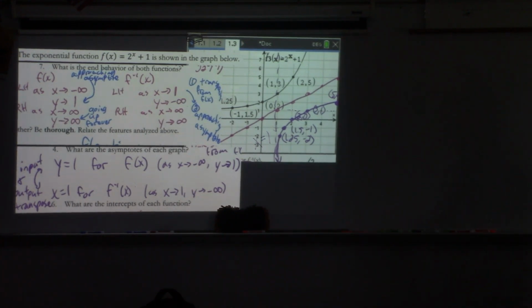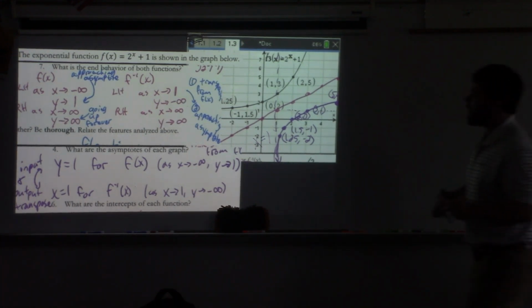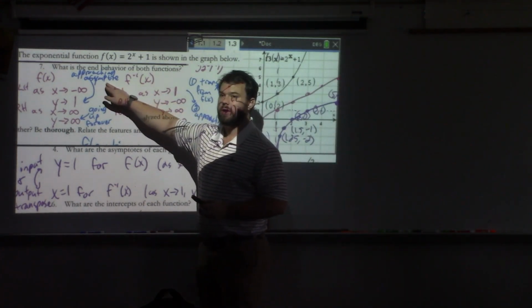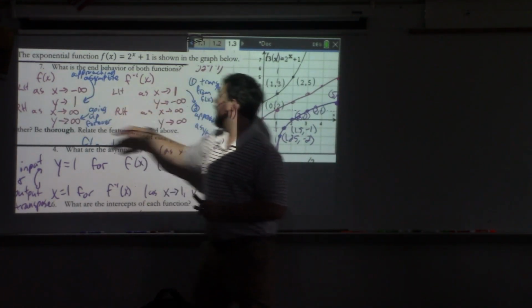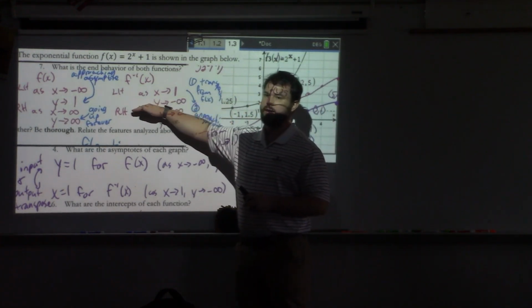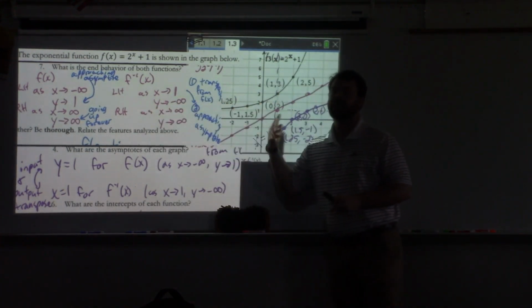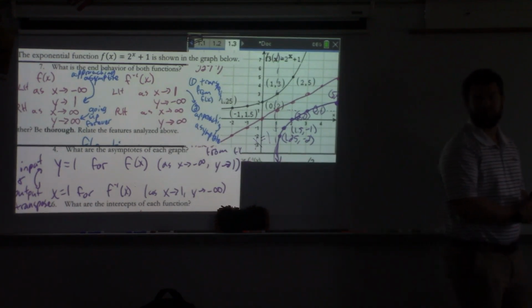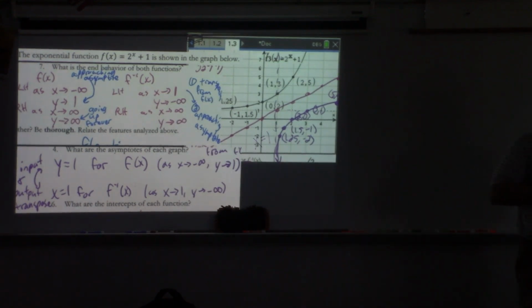Yes, Tevin. What is the blue approaching? Approaching the asymptote, right? That's the whole thing: as x goes to negative infinity, y approaches 1, the asymptote right there. It's not going to get to that asymptote, but it's going to approach it. And that's how we define an asymptote as well.